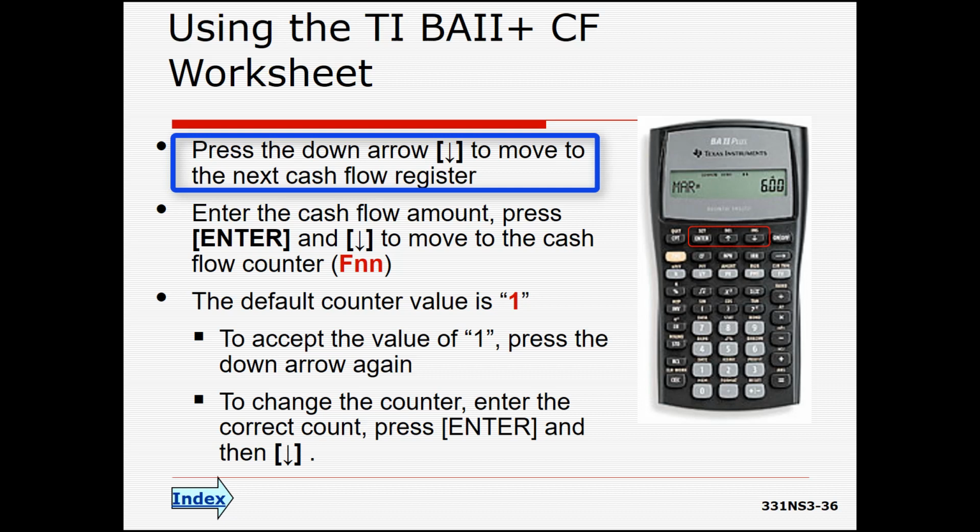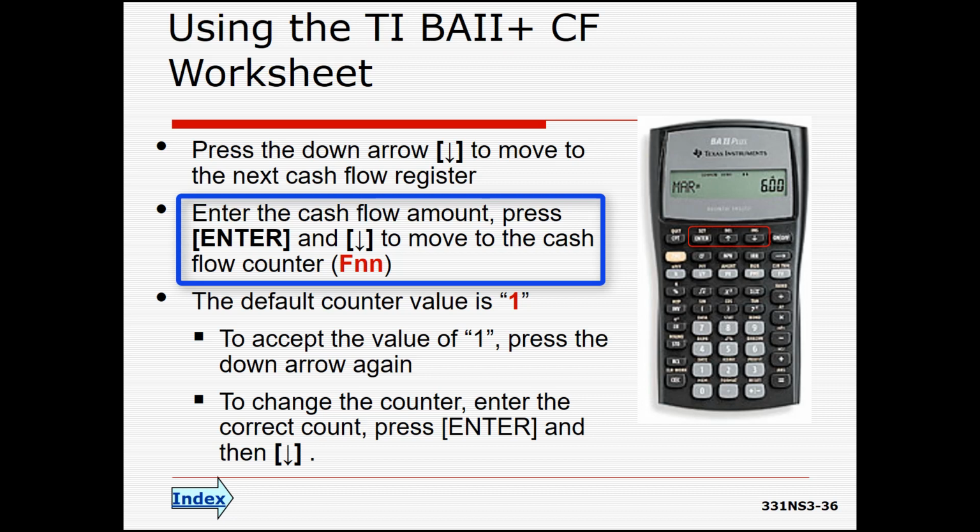In the TI Business Analyst 2, press the down arrow. The display will show CO1 for you to enter cash flow 1. Enter it and press the Enter key and the down arrow again. The display will show FO1 for you to enter the frequency of cash flow 1.